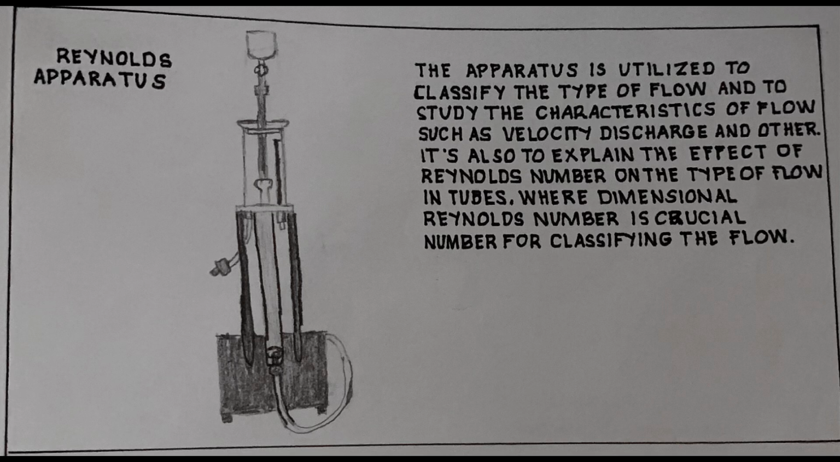Reynolds apparatus. The apparatus is utilized to classify the type of flow and to study the characteristics of flow such as velocity, discharge, and others. It is also to explain the effect of Reynolds number on the type of flow in tubes, where the dimensionless Reynolds number is a crucial number for classifying the flow.